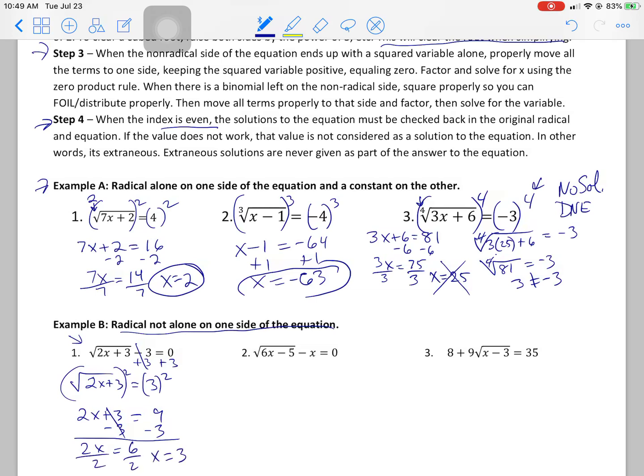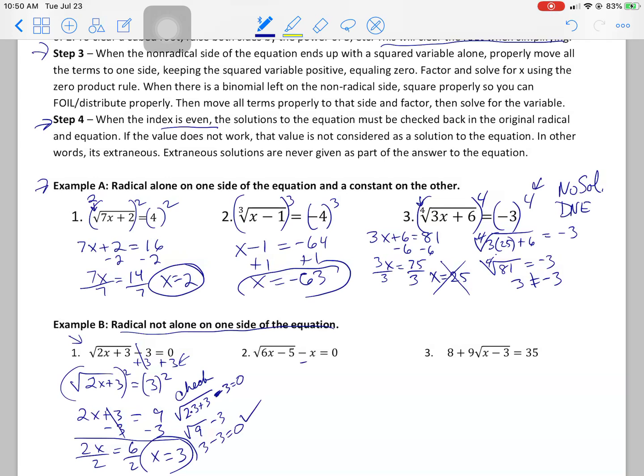X equals 3, and since it was an even radical, we want to check that 3 by putting it back in the original. Let's go all the way back to the original, because what if I messed up this first step? So I prefer to put it all the way back there. So this is going to be 6 plus 3 is 9, minus 3, so 3 minus 3 equals 0. That's correct. So that is the solution, okay?